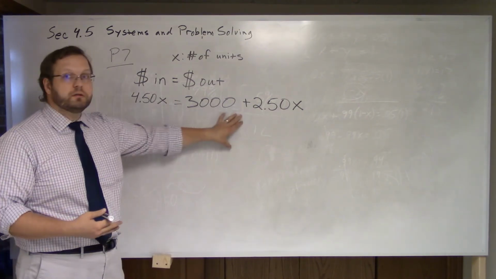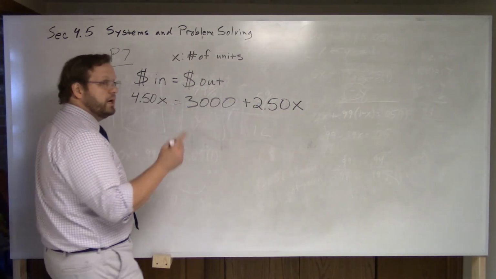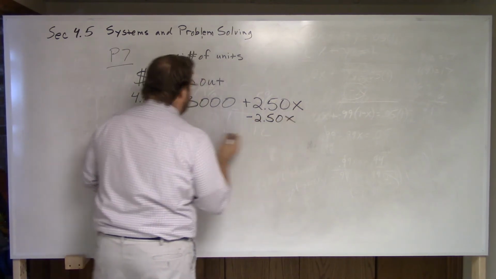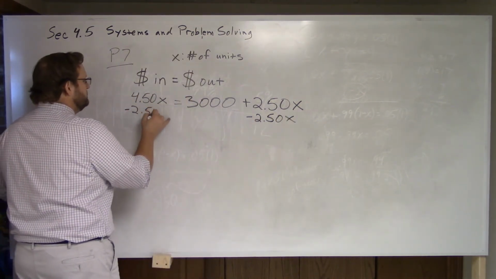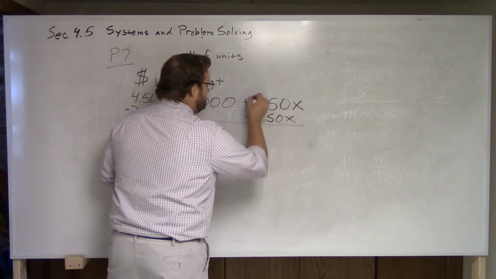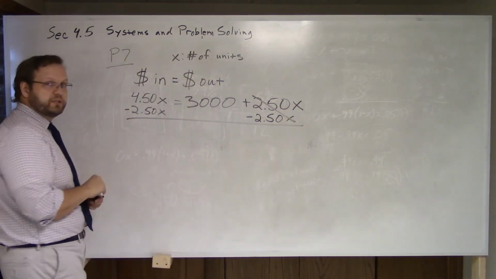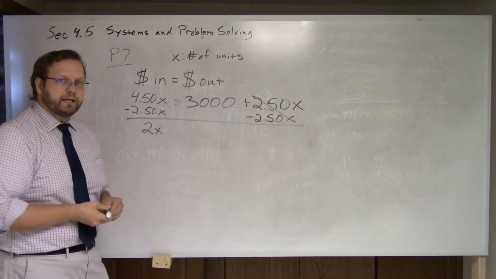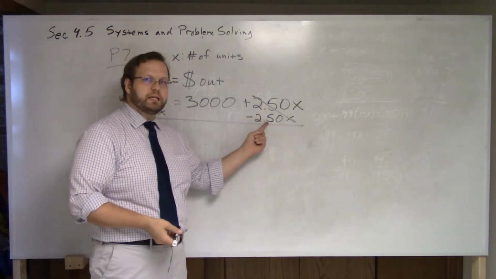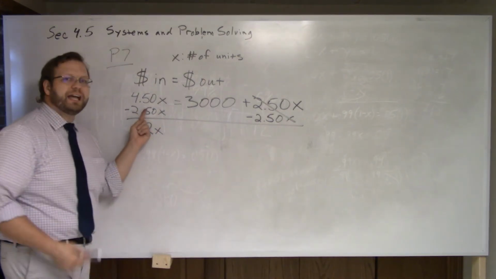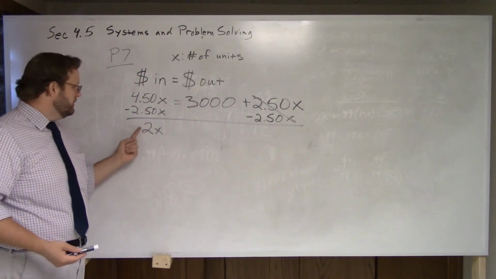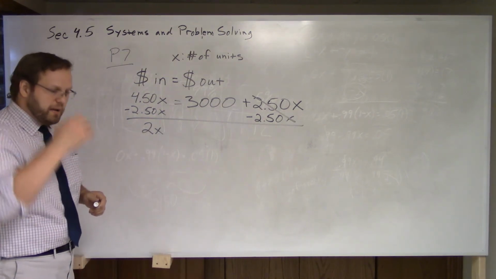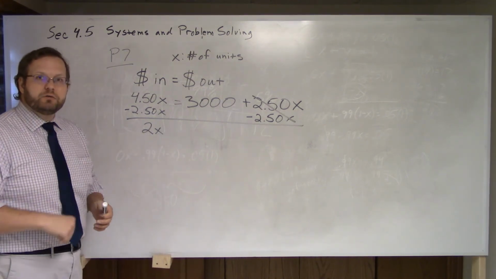This now can be solved. So watch for this, what happens with this first step. If I get the variable on one side, what's 450 minus 250? It's just 2. Think about that. If it cost me $2.50, I'm selling it for $4.50. How much am I making every time? I'm making $2. Okay? So every time I make and sell, I make $2.